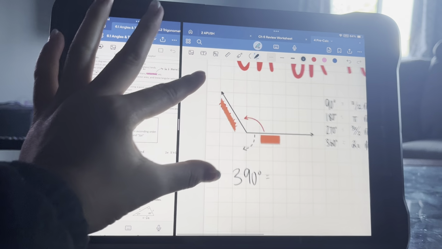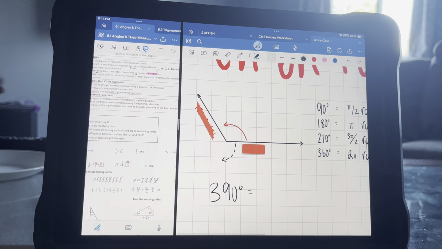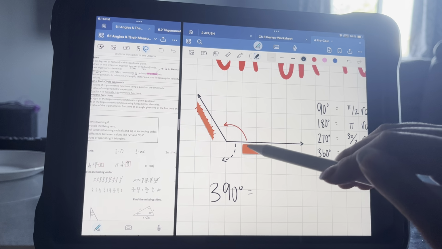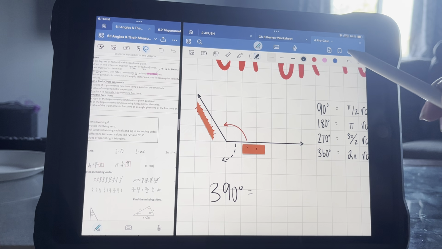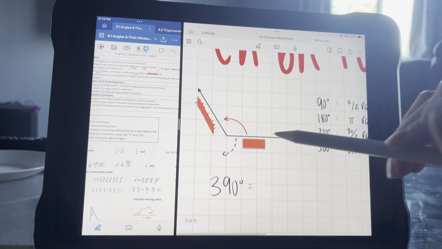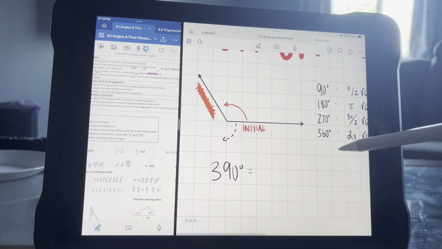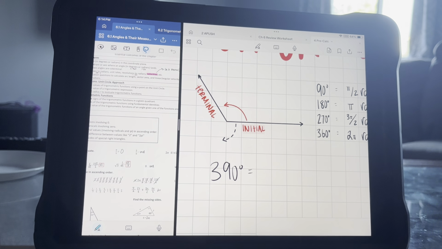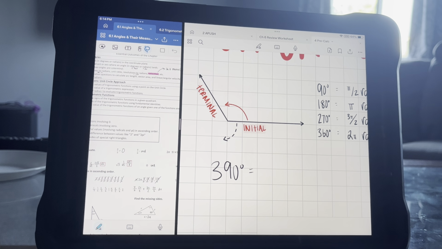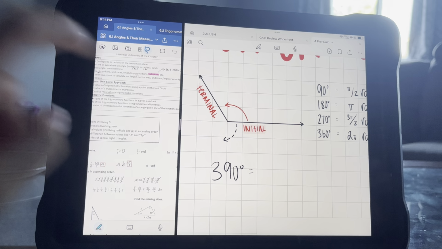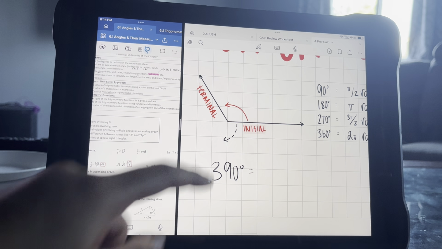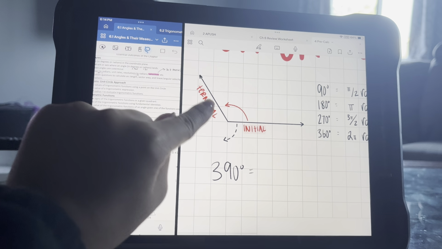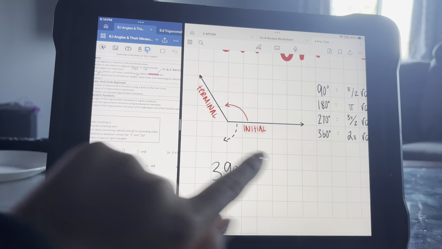Basically, everything we learned about were angles. This side of the angle where it starts is the initial side, and where it ends is the terminal side. So angles that are coterminal end in the same spot. They might have a different journey to get there, but they terminate in the same spot.